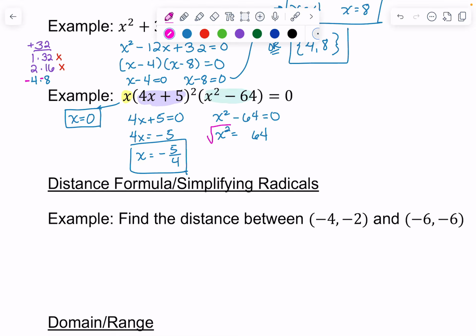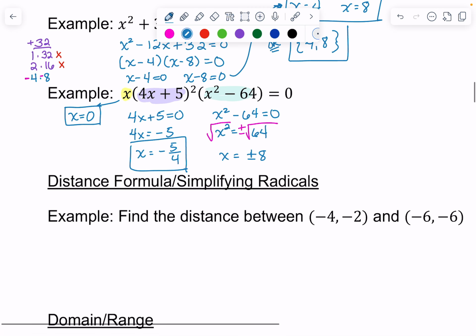So I'm square rooting this side. That was positive to start with. This side, I need to do both positive and negative solutions, because when I take this square root, what I'm going to get is x is equal to either plus or minus 8, right? Because that's the square root of 64. That's because negative 8 squared is equal to 64, and 8 squared is also equal to 64.